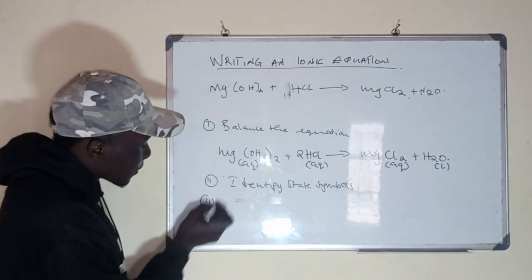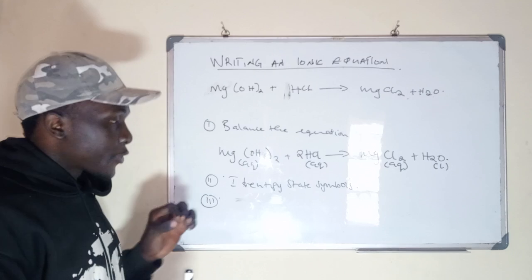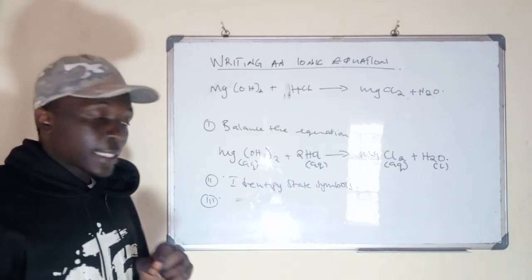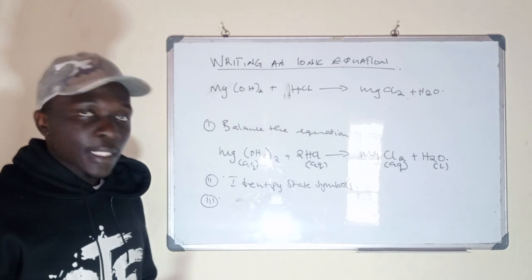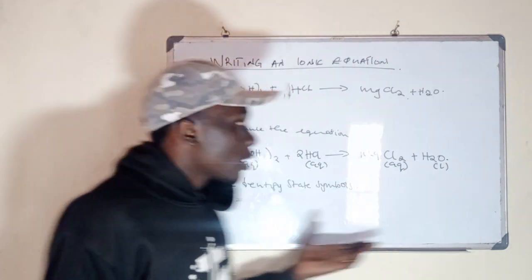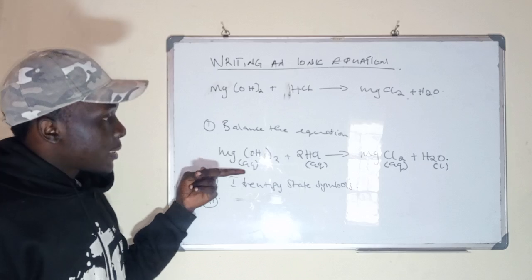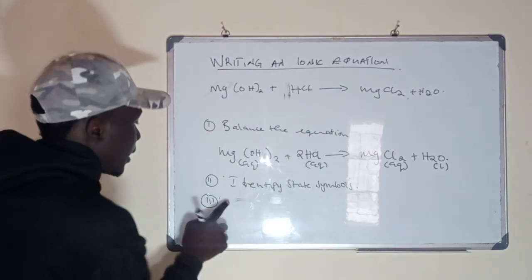The next step is to do what? You begin to break the ions of compounds that are in aqueous state. Please note that we only tamper with substances that are in aqueous state. And that gives the reason why we must know the state symbols. So here what we only tamper with is this, and that, leaving the water the way it is.